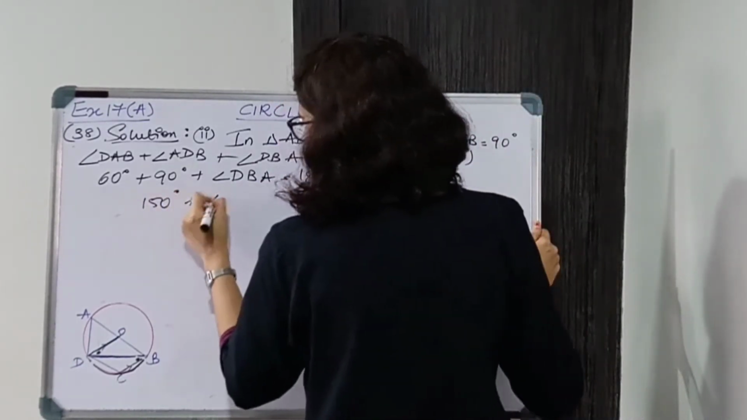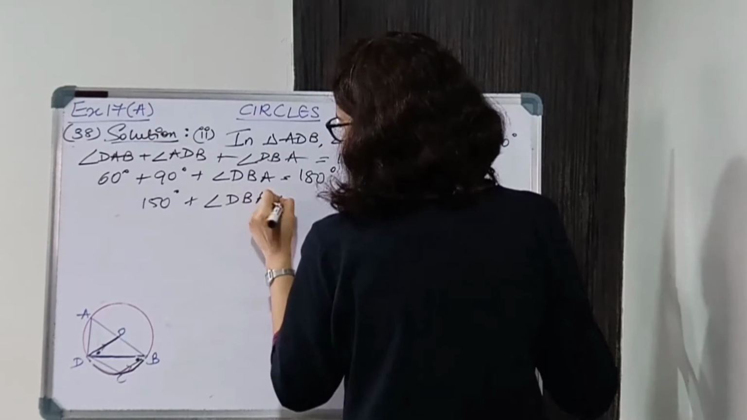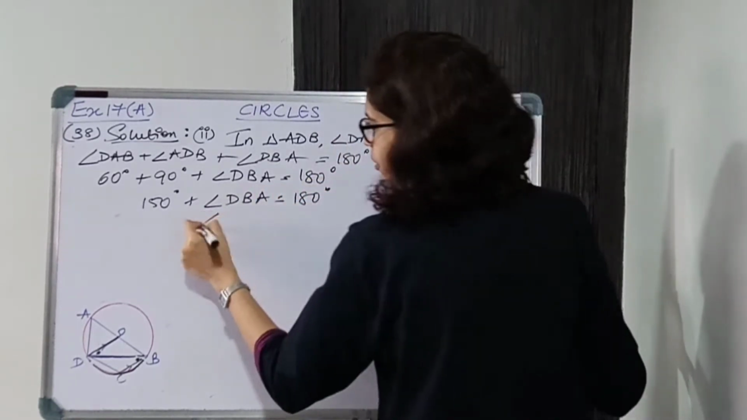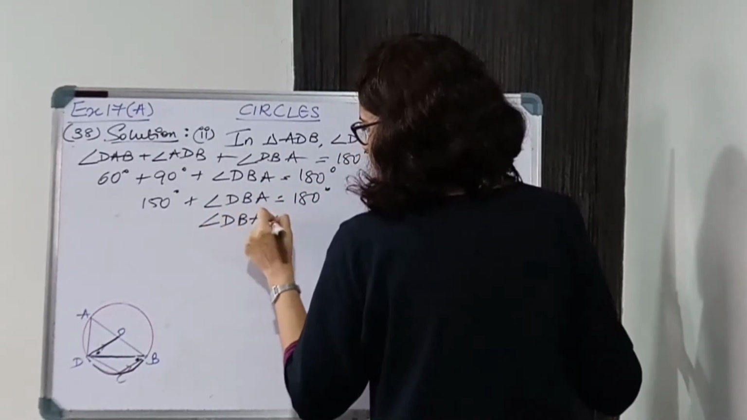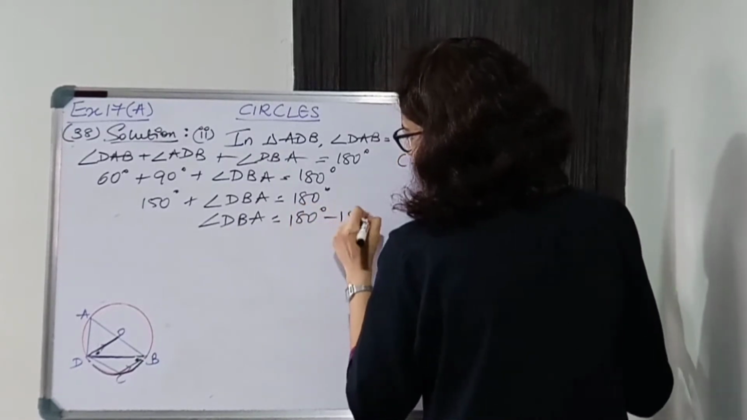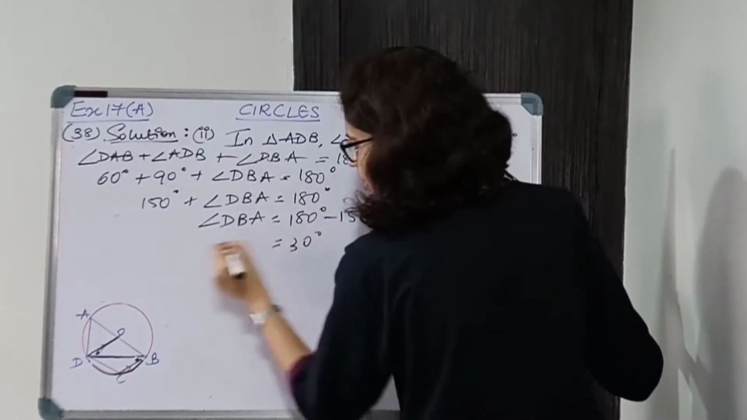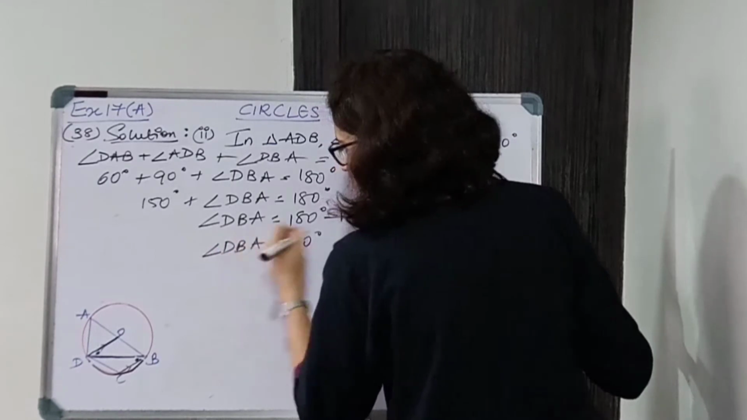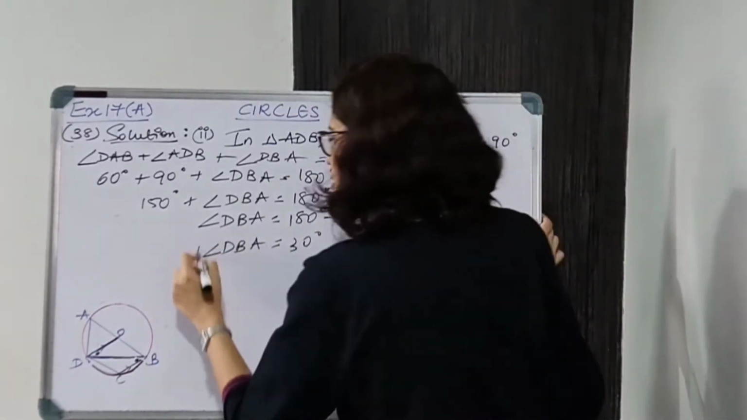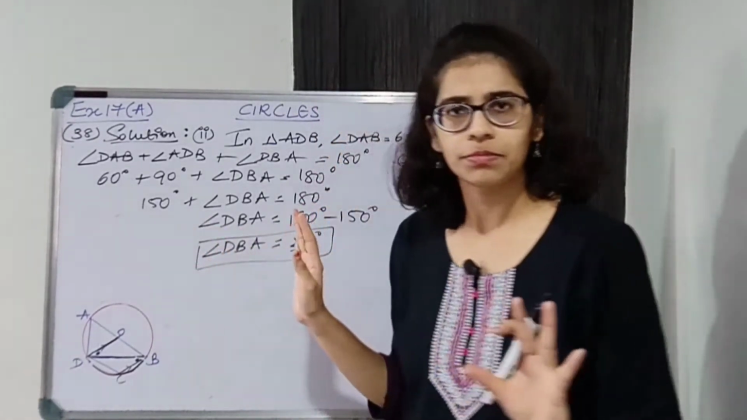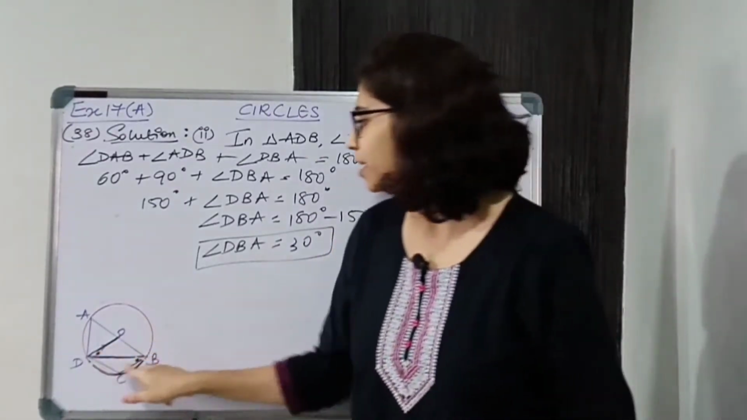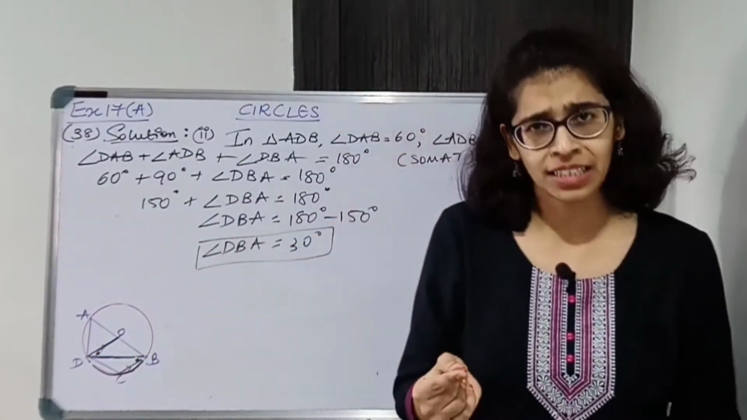Students, please show all the steps. Okay, in math steps are very, very important. Don't skip steps. So 180 minus 150 will be, that is nothing but 30 degrees. So angle DBA also we found, it is 30 degrees. Second part also done. Now we need to find angle DBC. This one is a little lengthy.